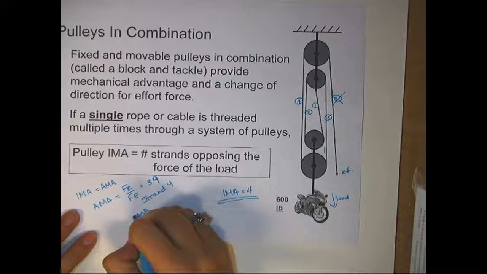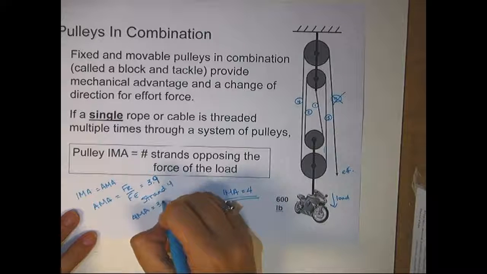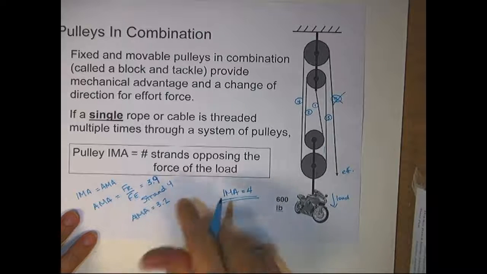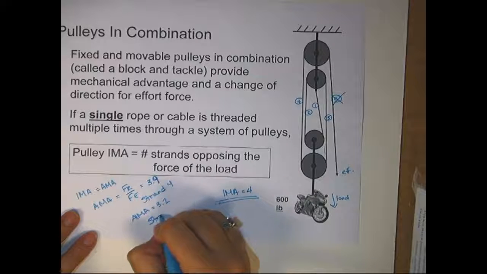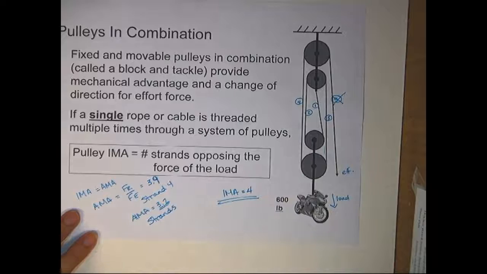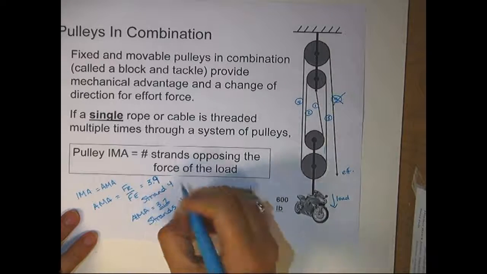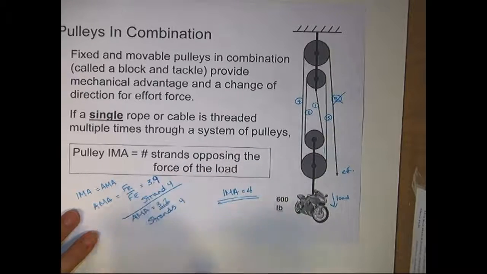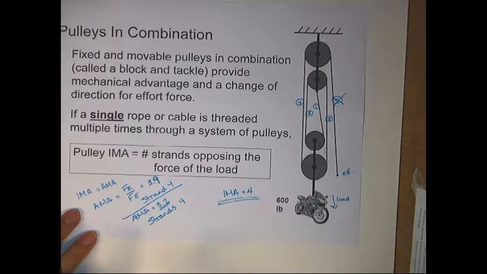What if I get an AMA of, say, 3.2? I still have to round it up. Basically, 3 strands would not be enough in this case. 3 would not quite be enough, so I'd have to round it up to 4. So when you find the AMA and you're trying to find the number of strands, you just round up every time. Okay, so let's do a couple of examples real quick.